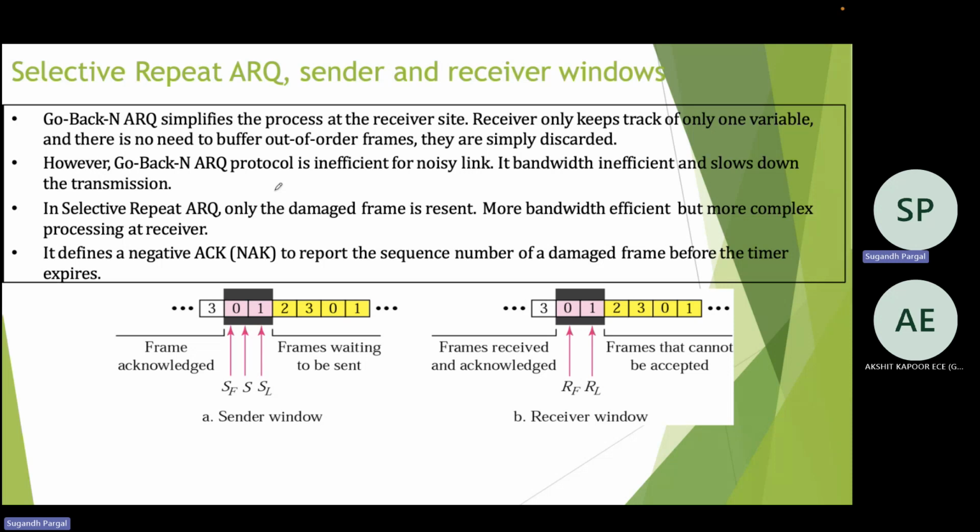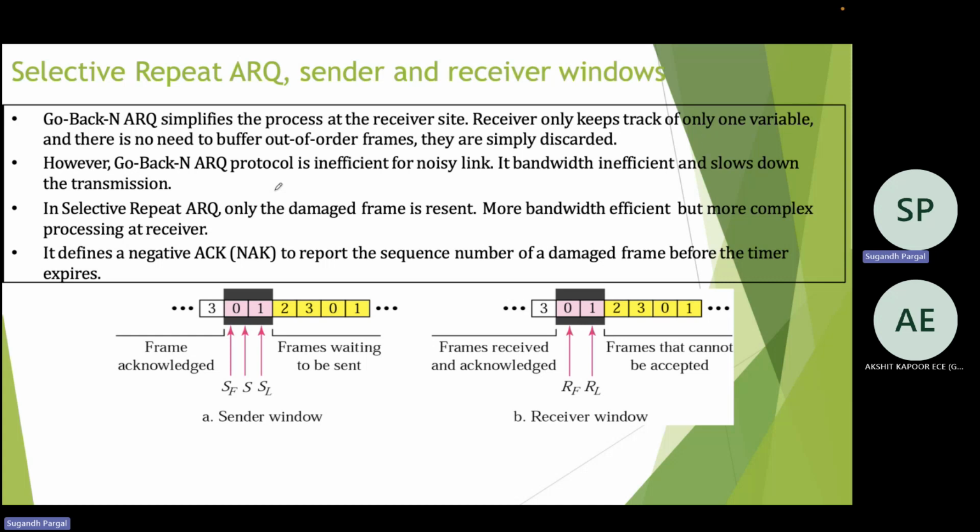Then we have the Selective Repeat ARQ. Here we have said that Go-Back-N ARQ simplifies the process at the receiver side. The receiver only keeps track of one variable and there is no need to buffer out of order frames. They are simply discarded. However, the Go-Back-N protocol is inefficient for a noisy link, as it is bandwidth inefficient and slows down the transmission because it resends from the initial frame which was lost.